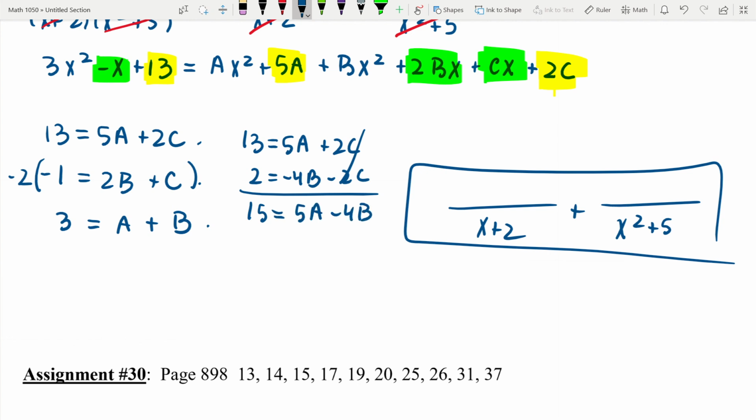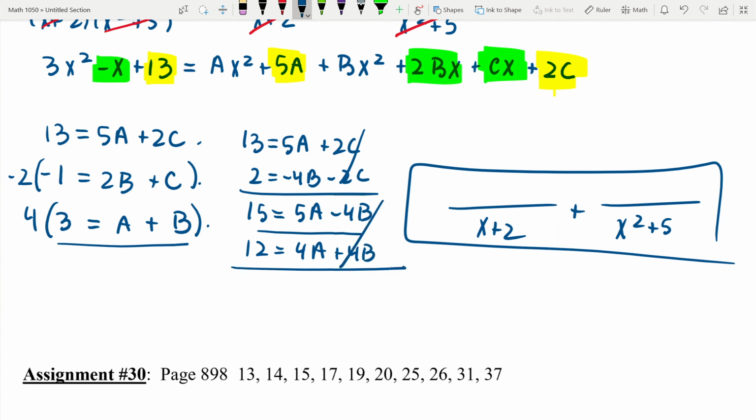Well, now look what I've done. I've got this equation that has no c, and I've got this equation that has no c. So now I just have to eliminate the a's or the b's. Which one's easier? They're both pretty easy. I'm going to eliminate the b's, so I'm going to distribute a 4. When I do that, I get 12 equals 4a plus 4b. So the 4b's cancel. You have 27 equals 9a. Divide by 9, and you get a equals 3. So I know my 3 goes right there.